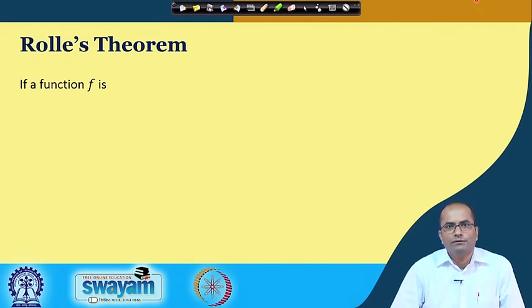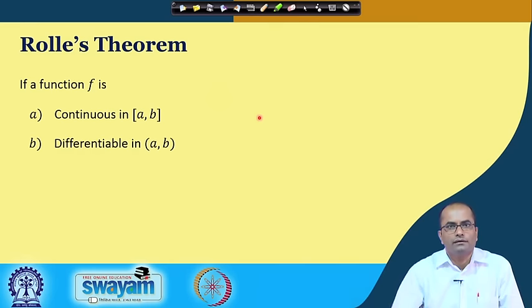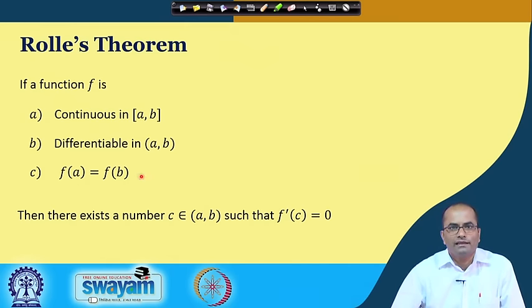Rolle's theorem: if a function f of a single variable is continuous in the closed interval [a, b] and differentiable in the open interval (a, b), and there is one more condition, that the function value at a is equal to the function value at b, so the two end points the function is taking the same value. In that case, the theorem says that there exists a number c in the open interval (a, b) such that f'(c) is equal to 0, meaning that there will be a point c where the slope of the tangent will be 0.